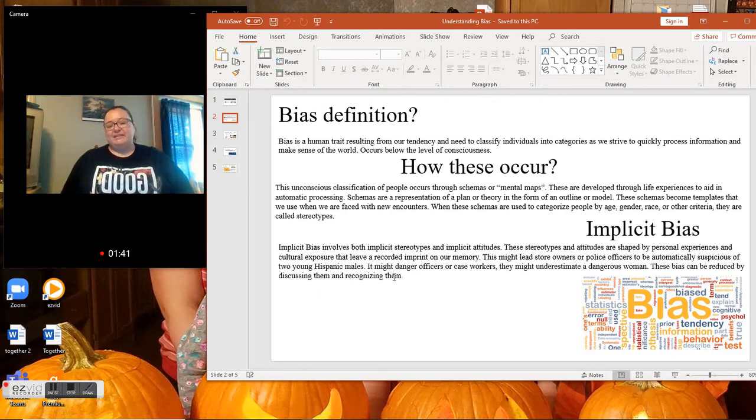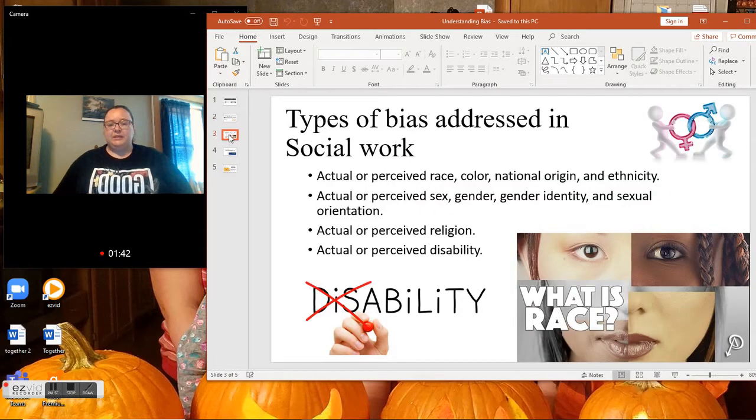So, types of bias addressed in social work: actual or perceived race, color, national origin, and ethnicity; actual or perceived sex, gender, gender identity, and sexual orientation; actual or perceived religion; and actual or perceived disability.